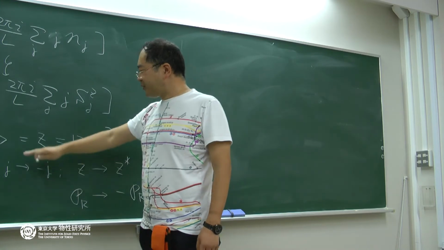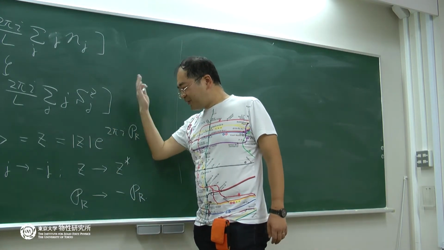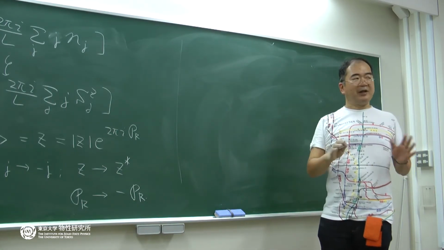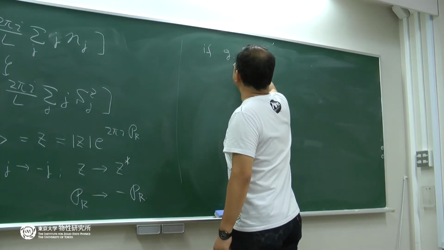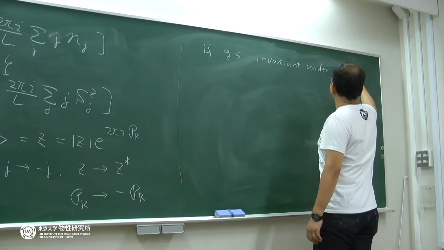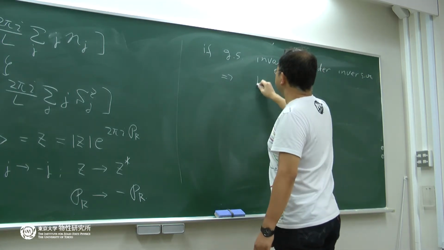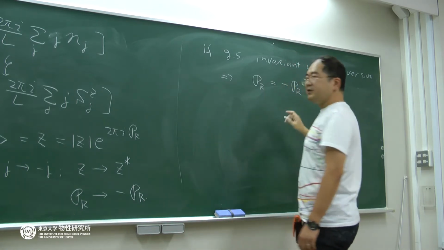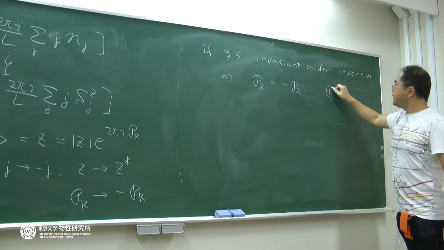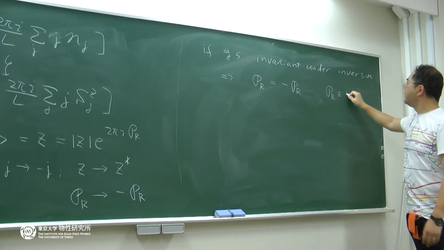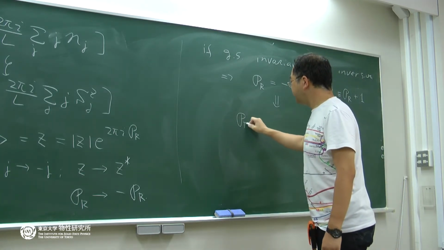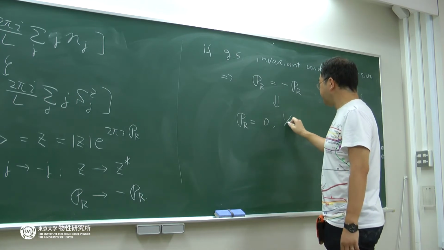Okay, so if we require spatial inversion symmetry, then if we apply spatial inversion, P_R should go to minus P_R. So if your ground state is invariant under spatial inversion, then P_R must be minus P_R, which looks like implying P_R equals just 0. But P_R is only defined modulo an integer. So this spatial inversion actually allows not only 0, but also 1/2.